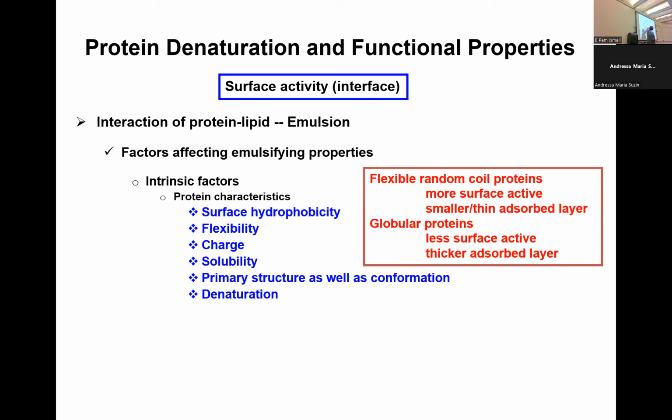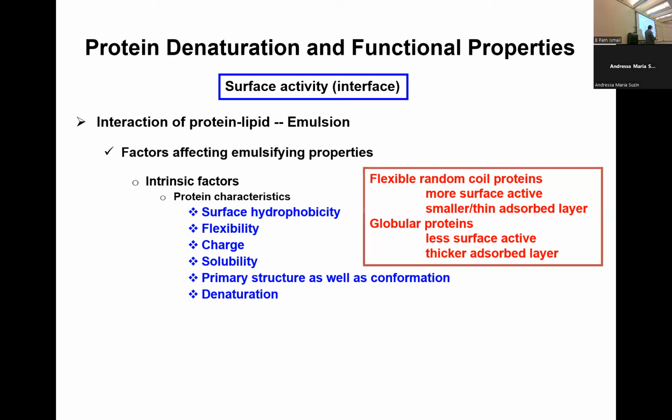And we have two types of proteins. You have the open structure proteins such as caseins, and you have the globular proteins such as whey protein or plant protein. Flexible proteins are naturally better emulsifiers. So if we think about casein, it has an open structure, it's flexible, it has quite a bit of surface hydrophobicity and hydrophilicity. So it has a very good balance, so it has very good emulsification capacity. We'll talk more about casein later on.